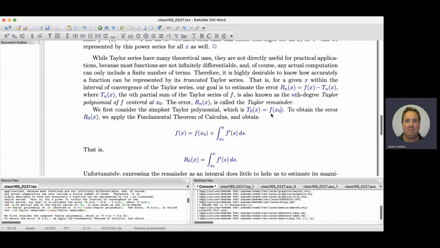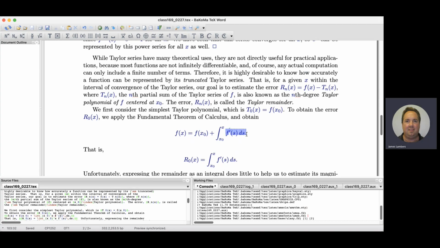Of course, it's not a very accurate approximation in most cases, but that's not the point. We just want to see how far off we can be. So what I can do, I have the fundamental theorem of calculus. I have this equation here, f of x equals f of x naught plus this integral from x naught to x of the derivative. Keep in mind, I'm using f prime of s ds inside the integral. I can't use x because I have x as an upper limit.